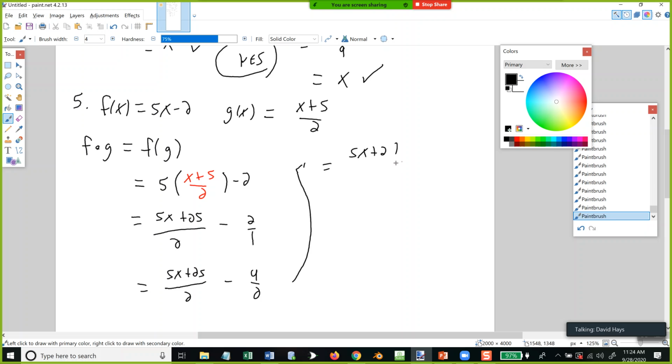At some point, you're going to realize it's never going to simplify and give you x. So at the point where you realize it's never going to give you x, you can stop right there and say, no, they're not inverses of each other. I probably would have stopped right here. I'd see there's no way that's going to give you an x.